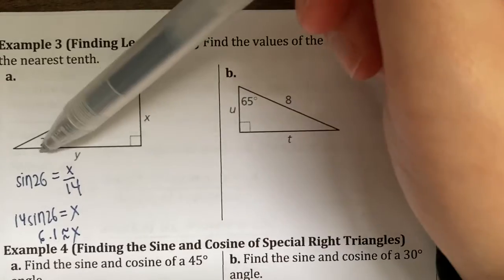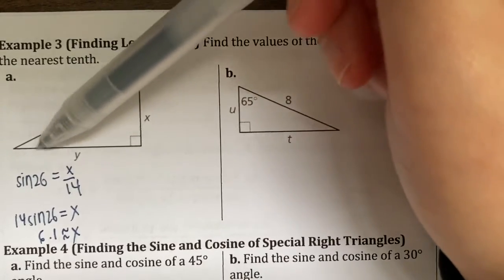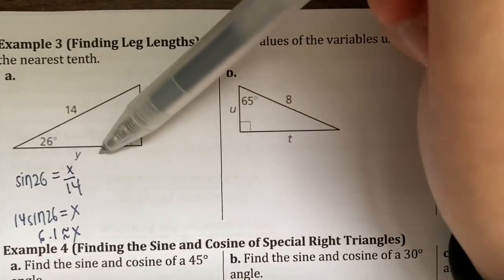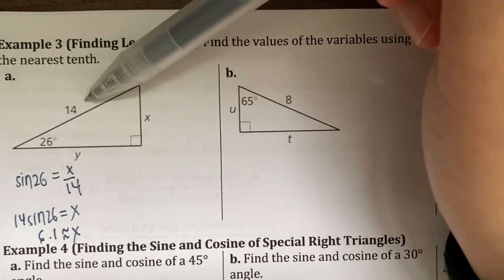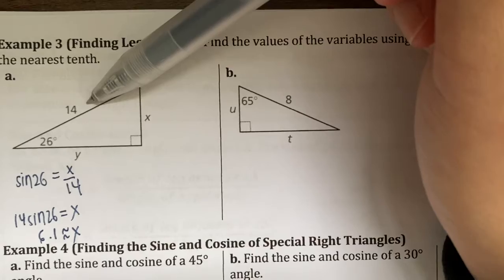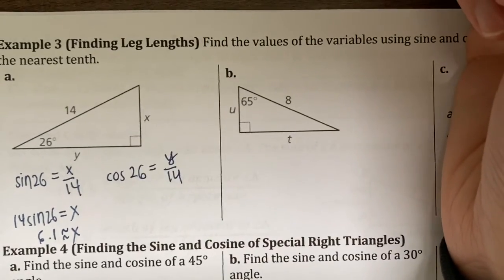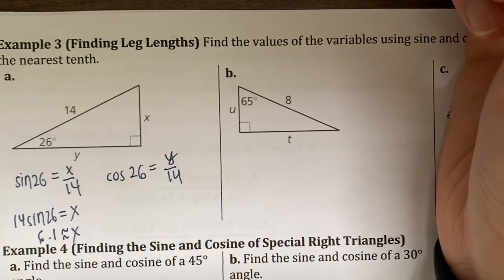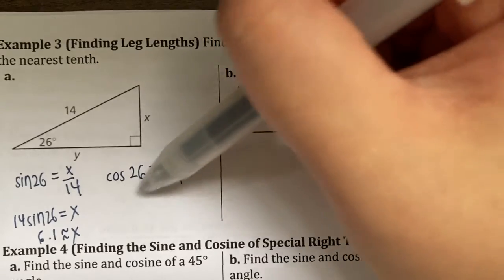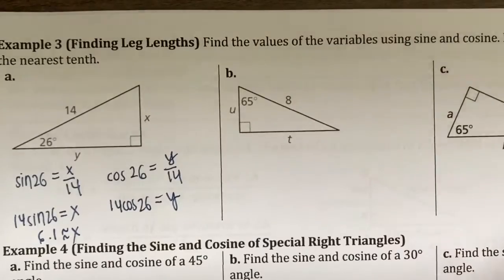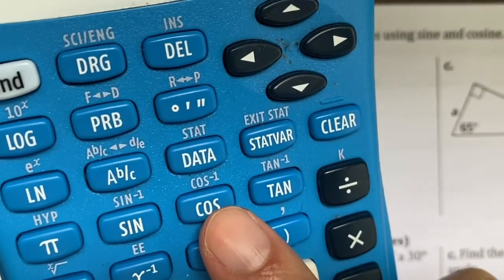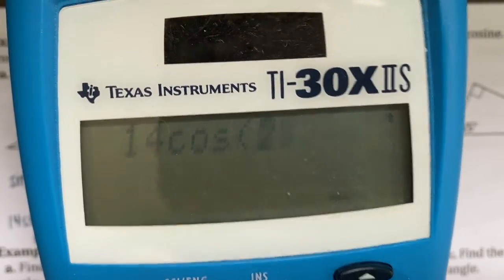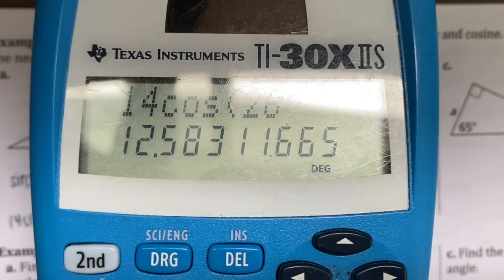Now let's find y. If we're using this angle that has a measurement of 26, y is adjacent to this angle, and we also know the hypotenuse, so let's use cosine. This gives me an equation of cosine of 26 is equal to y over 14. We want to do the same thing: we can cross multiply, and then put this into our calculator. You want to find the button on your calculator that says cosine, and then you type in the angle measurement. And this gives me 12.6.